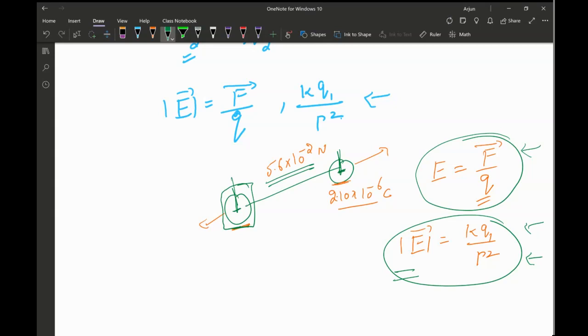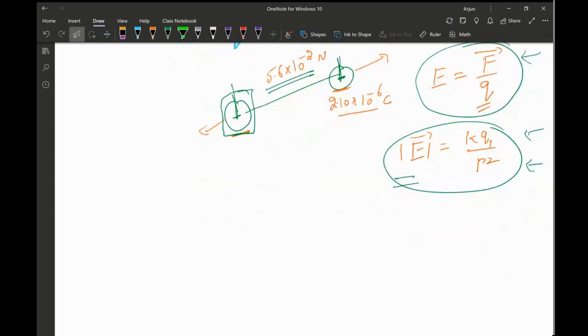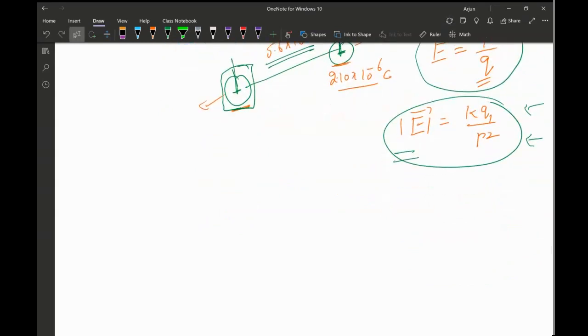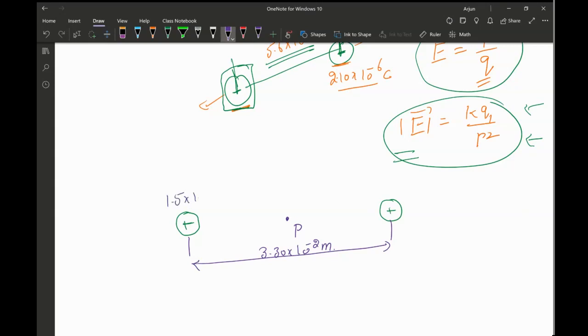Now, the next question I'm going to take will be similar to what we've done in the forces. So let's say there are two charges given to me, one positive charge and another positive charge, and I am asked to find the electric field right in the middle of these two charges. The distance between these two charges is 3.30 times 10 raised to the power negative 2 meter. The first charge is 1.5 times 10 raised to the power negative 6 Coulomb, and the second charge is 2.00 times 10 raised to the power negative 6 Coulomb. That's what's given to me.